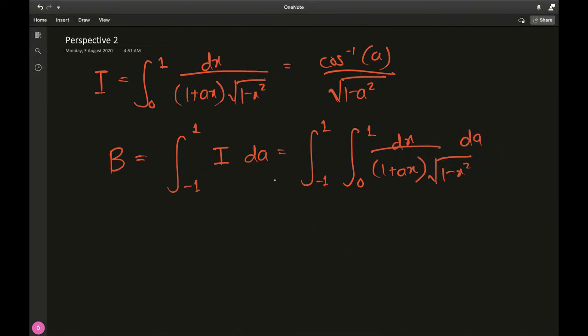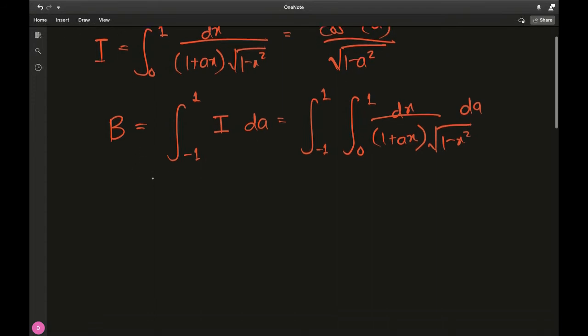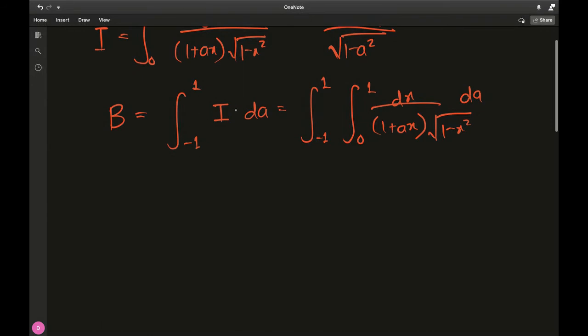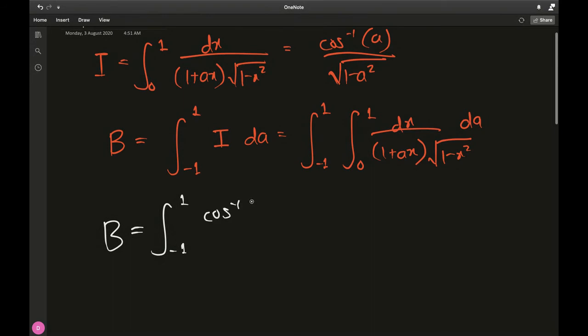Okay, so all I've done on this page is just written I, the definition of I, which we calculated to be cosine inverse of a over square root of 1 minus a squared, and then b, that we defined to be integral from -1 to 1 of I dA, which turned out to be this double integral. But plugging in I, cosine inverse of a over square root of 1 minus a squared dA, gave our first perspective, which turned out to be pi squared over 2.